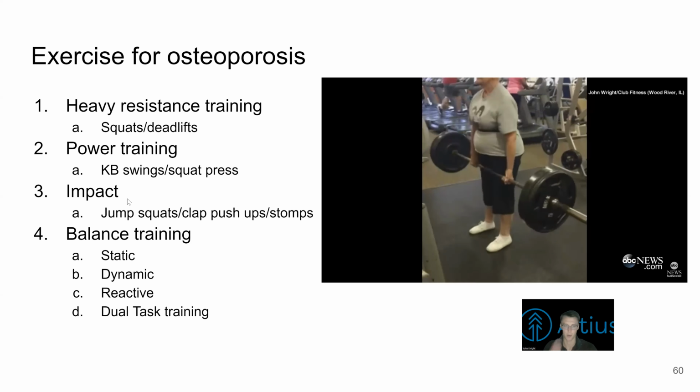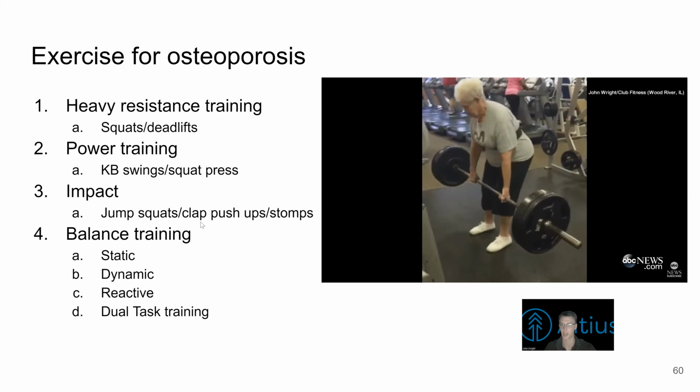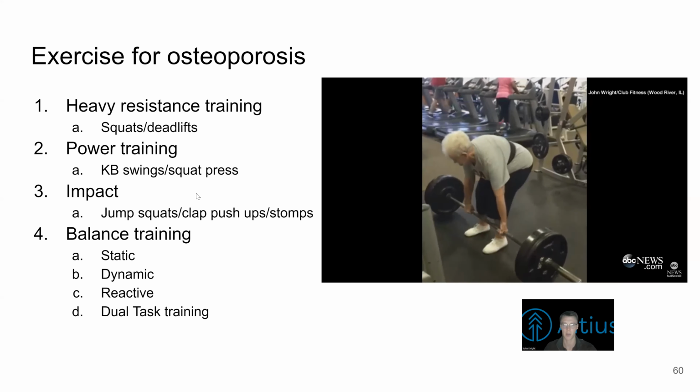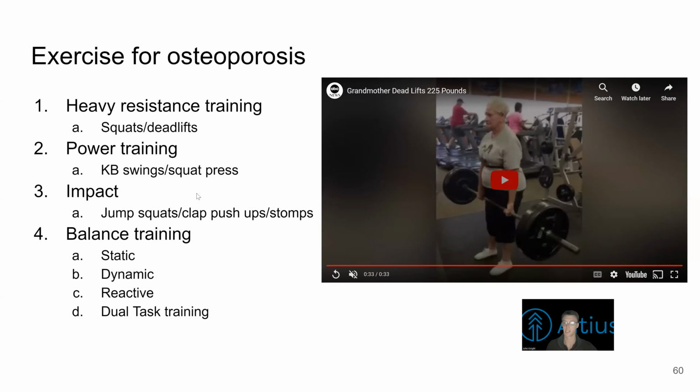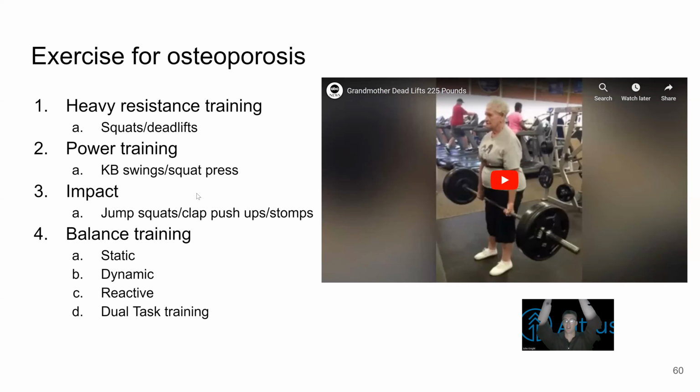The other couple here, we've got power training, so quick high velocity movements, kettlebell swings, squat press, like going into a squat and then pushing up with the arms, doing an overhead press. Quick movements create a pull on the bones where the tendon attaches to the bone, and that stimulates osteoblast activity as well.